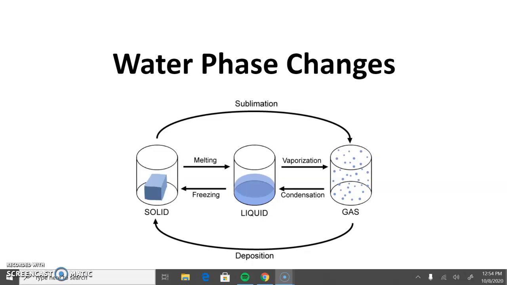This follow-up goes with our water phase change lab, and we're going to be talking about what's happening with the thermal energy, the heat that we're using to cause the phase changes, and what's happening to the molecules in the water during these different processes.